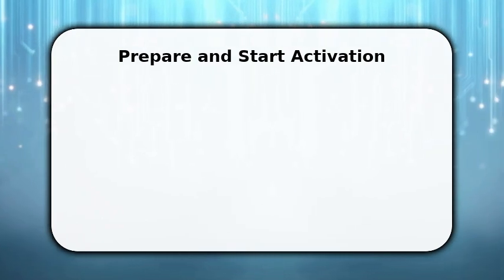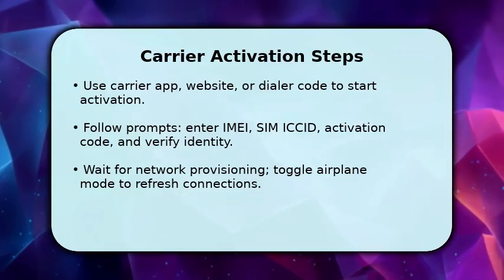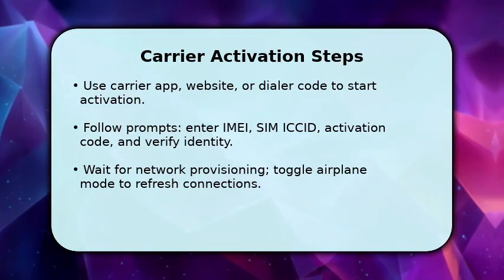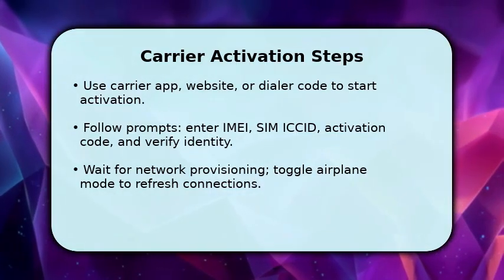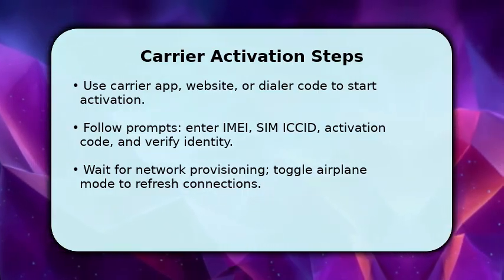You now perform the detailed activation with your carrier's method. Open the carrier app or site, or use their dialer code, then enter your phone's IMEI and the SIM ICCID exactly as shown. Small typos break activation. Provide the activation code and verify identity when prompted.